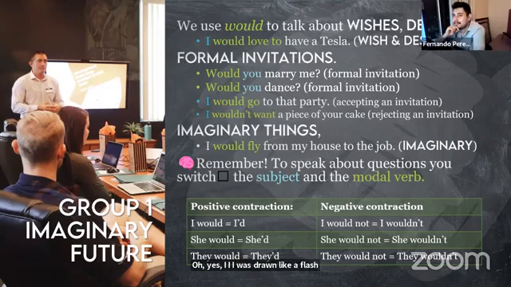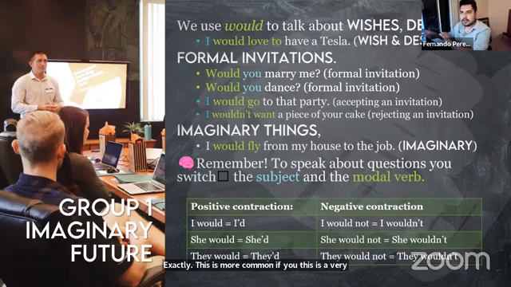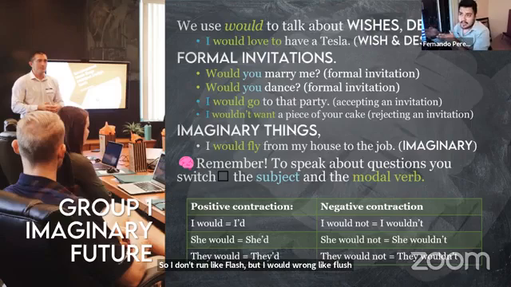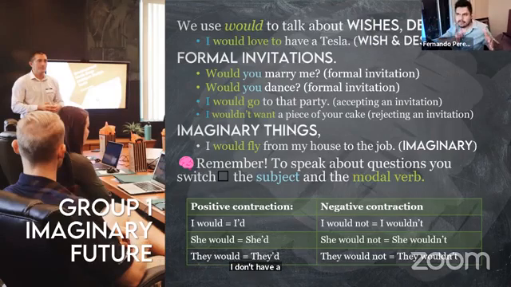This is more common. This is a very interesting contrast. I don't run fast like Flash. I don't. Don't means present, real. You see? Would is imaginary. So I don't run like Flash, but I would run like Flash. Okay. I don't have a Tesla, but I would drive a Tesla. Yes, why not?